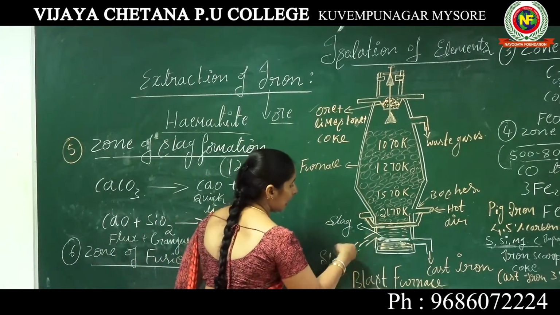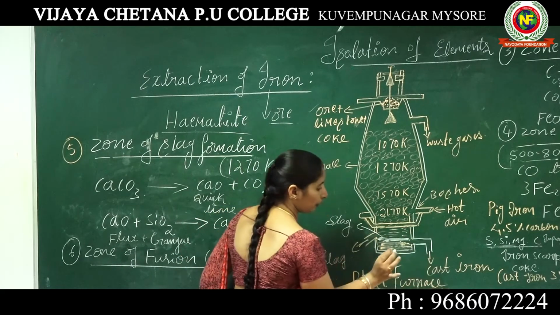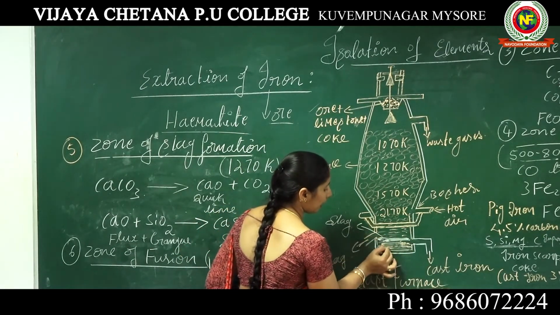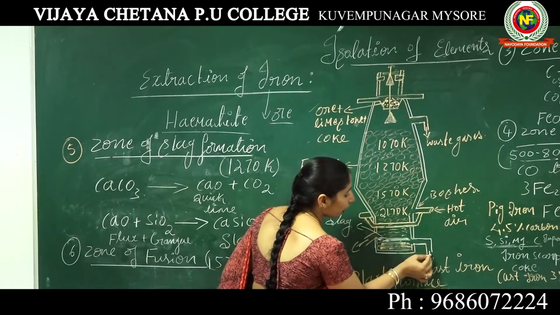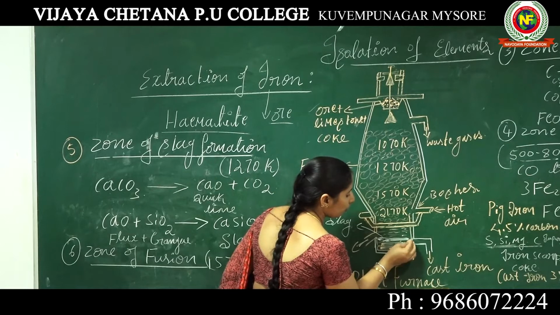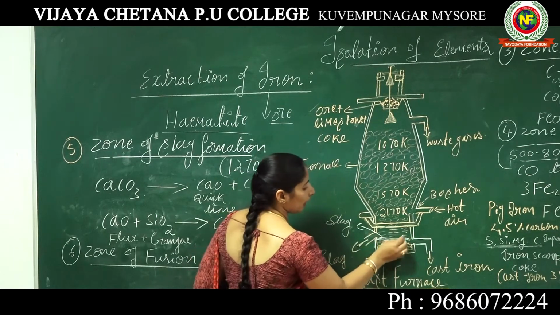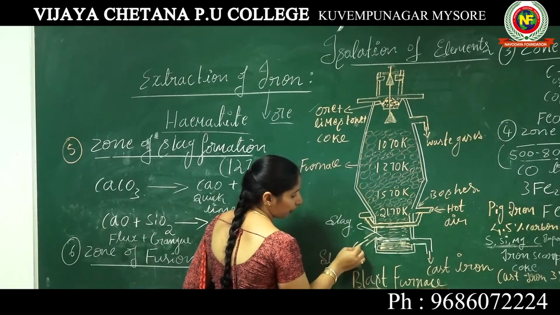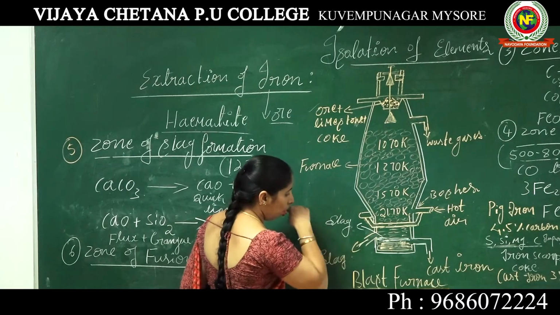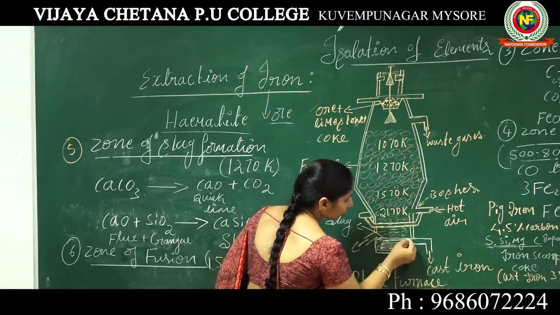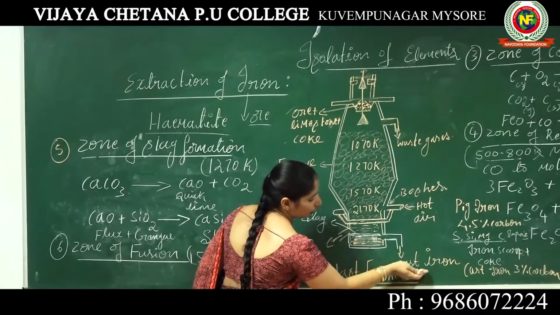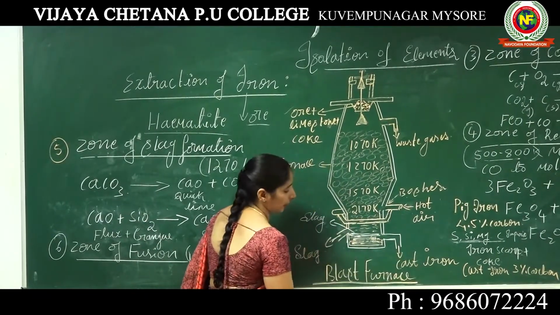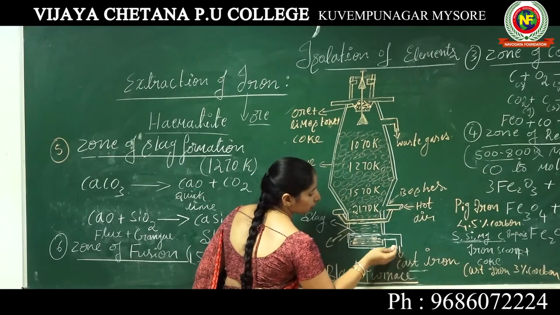And lastly, we separate the slag and the molten iron through separate outlets. First we remove the slag, the very light part, from a separate outlet. After removing the slag, the heavier part, which is the molten iron, we remove from this outlet. That is nothing but the cast iron.